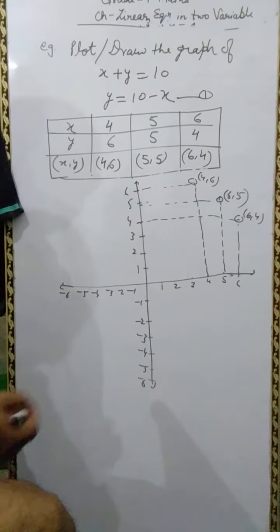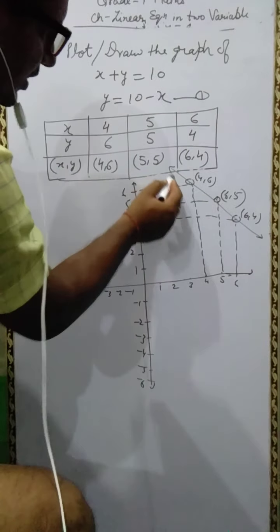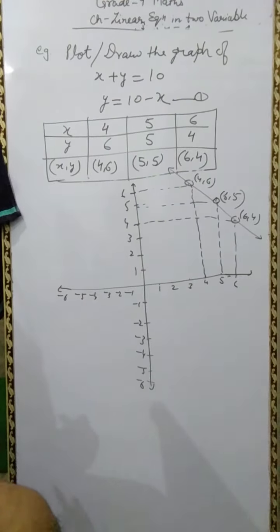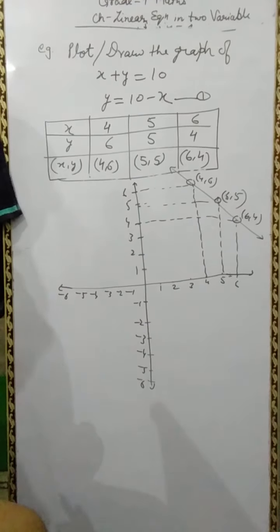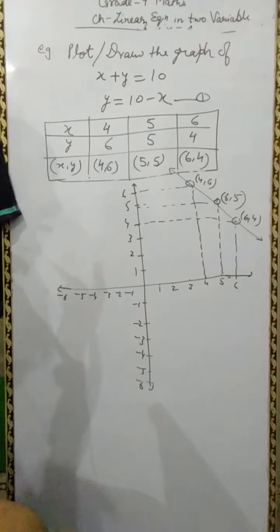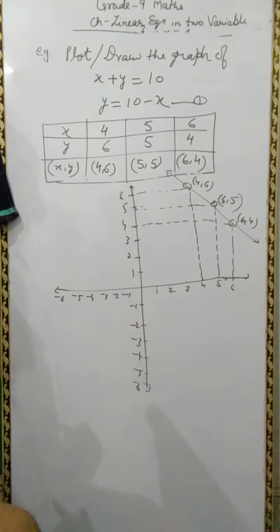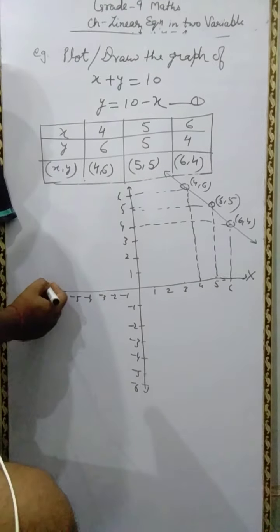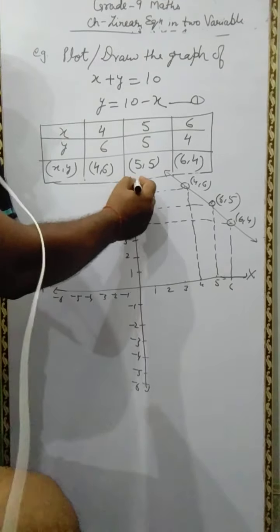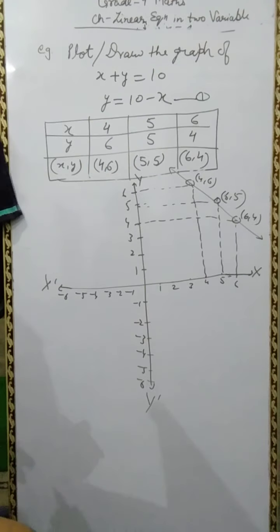After plotting the points, join them. Take the scale and join the line, right? And on both sides you have to make arrow heads. If possible, try to extend the line in such a way that it will intersect the x-axis as well as the y-axis. These are the technical points. It is not printed, but these points are very important. You have to pay attention to that.